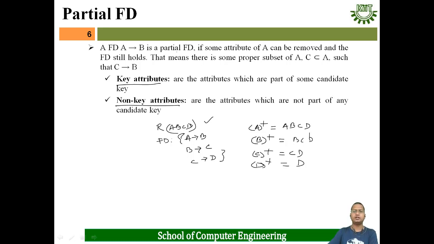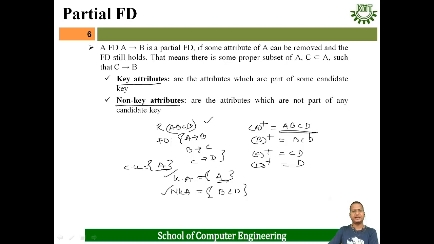That means A will be the candidate key here. That means here candidate key is equal to A. And all the attributes involved in the candidate key set are known as key attributes. That means here key attribute is equal to A. Only one attribute is the key attribute. And what are the non-key attributes? Except the key attribute, all other attributes are non-key attributes. That means B, C, D are the non-key attributes. This is the key attribute, this is the non-key attribute.